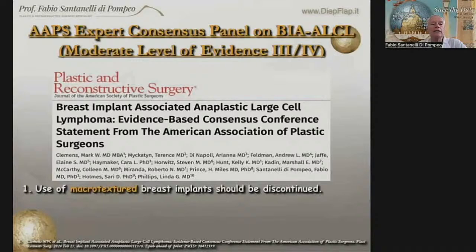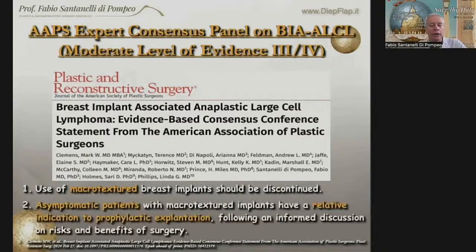Therefore, the American Society of Plastic Surgeons did an expert consensus panel on BIA-ALCL, and they produced a paper, with a moderate level of evidence still, level 3, where they stated some important things. The use of macro-textured breast implants should be discontinued. They say we should not use any more macro-textured implants. And they state that asymptomatic patients with macro-textured implants have a relative indication for prophylactic explantation. Again, it's important to stress the word relative.